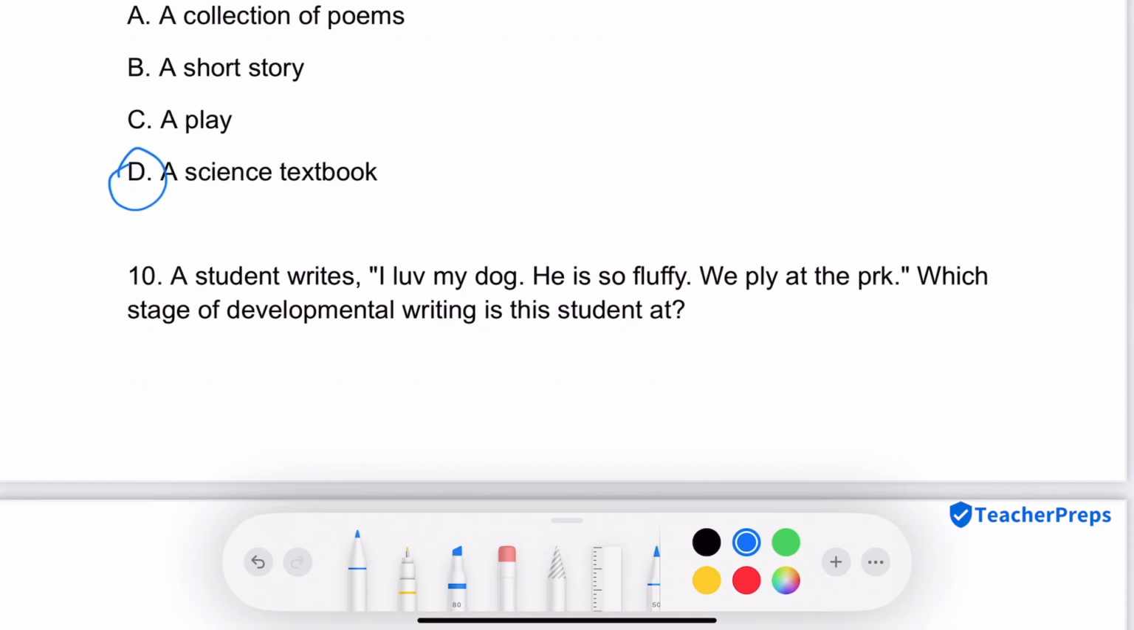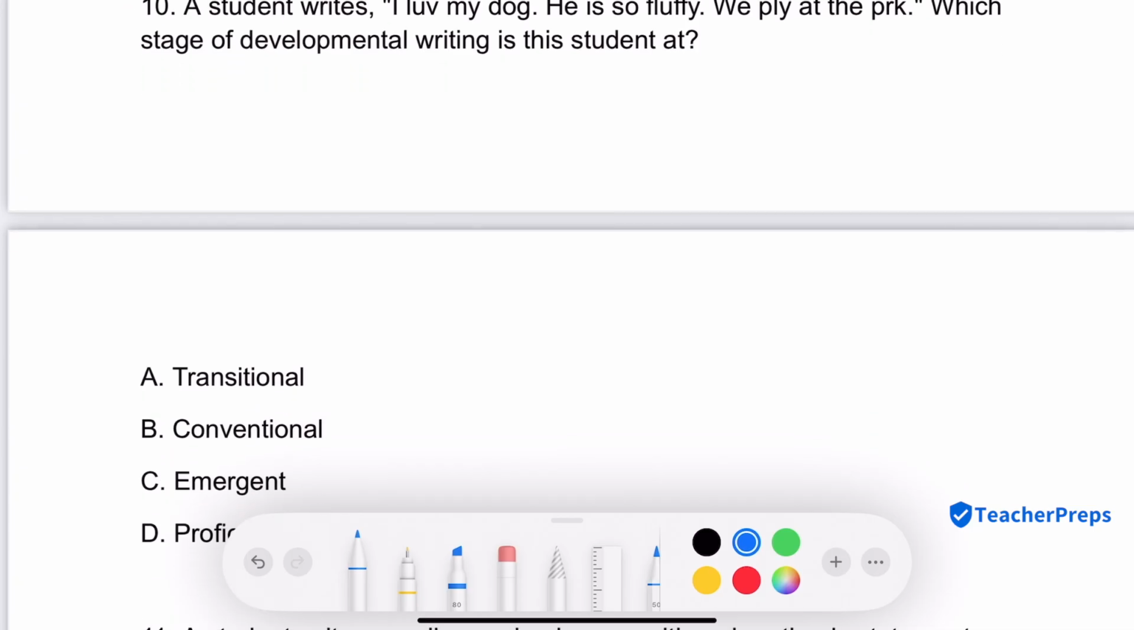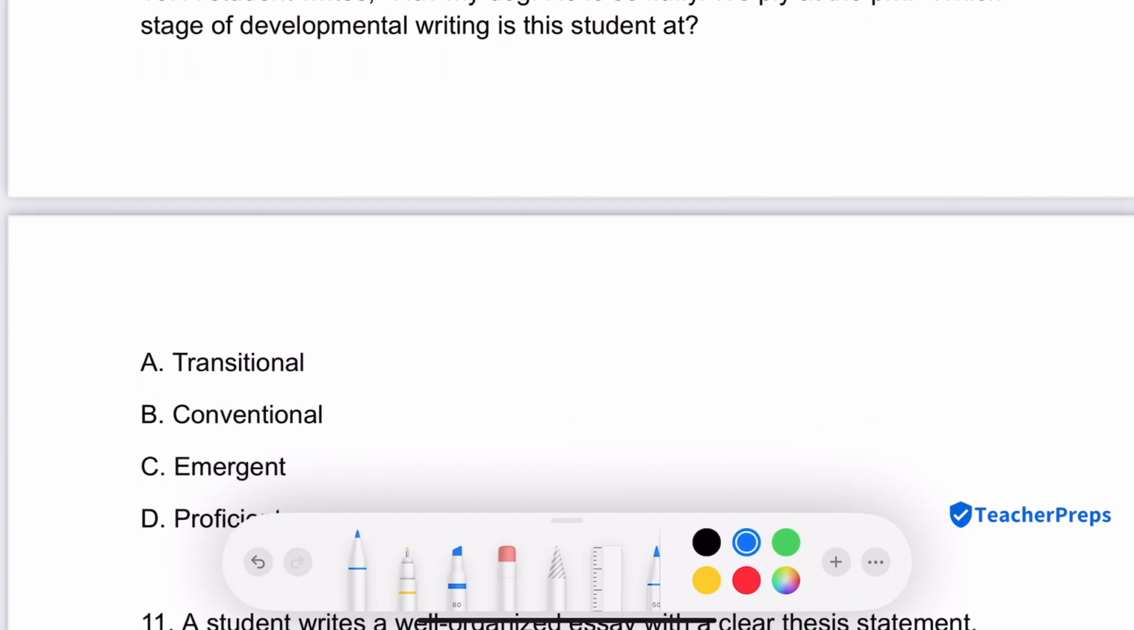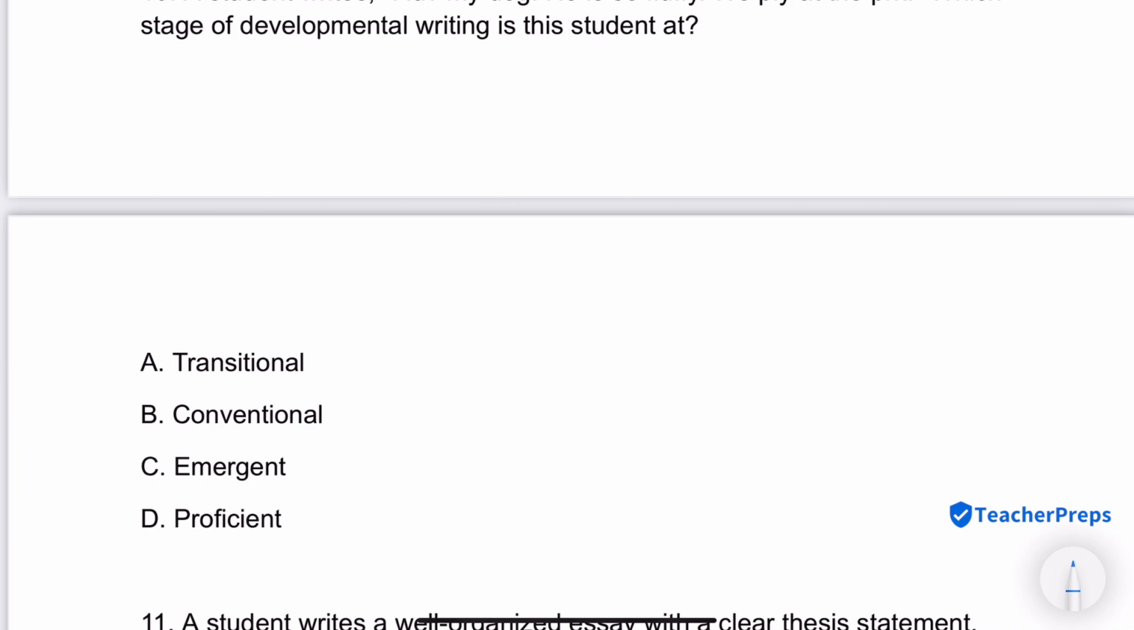And let's move on to question number 10. And actually, I can scoot that over so we have more space. All right, so question number 10 asks, a student writes, I love my dog, with some spelling errors right there. He is so fluffy. We play at the park. Which stage of developmental writing is this student at?